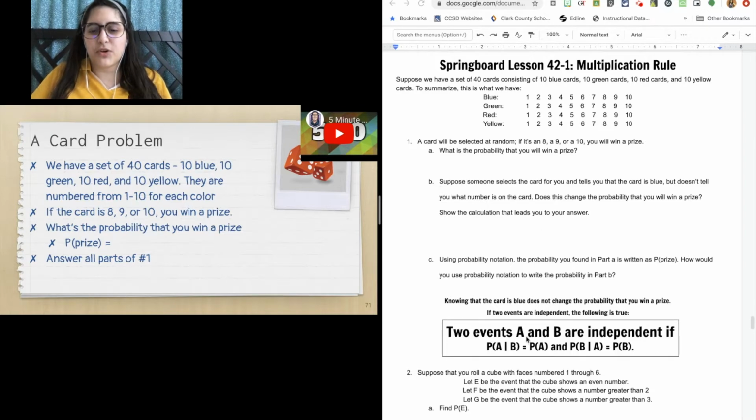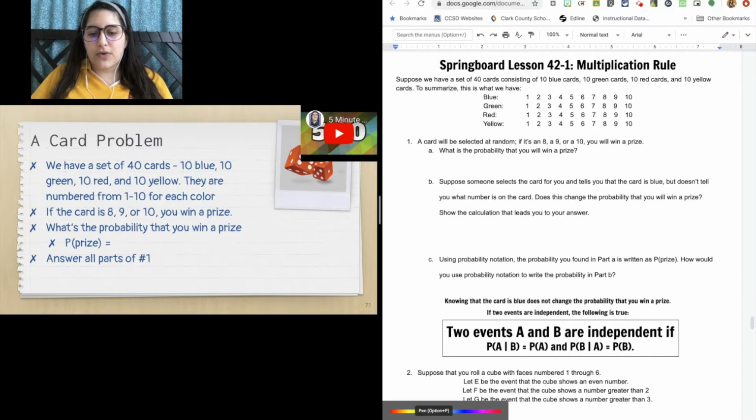So we're going to try to calculate some probabilities here. In this game, we're just going to pick a card at random, and if the card is an 8, a 9, or a 10, then you win a prize. It does not matter what color it is, as long as it's an 8, a 9, or a 10. I have all the options laid out for you on the right side of the screen: blue cards 1 through 10, green 1 through 10, red, and yellow 1 through 10.